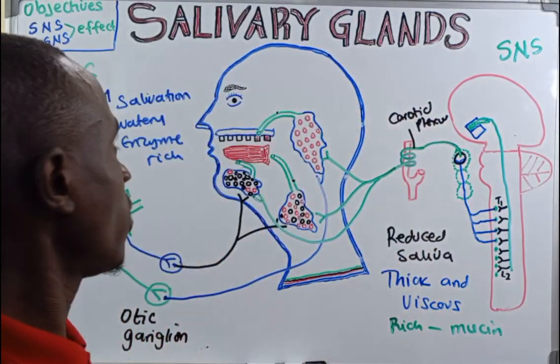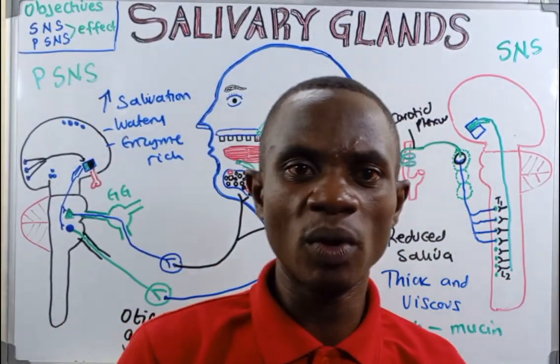Okay, so this briefly covers the autonomic supply to the salivary glands.